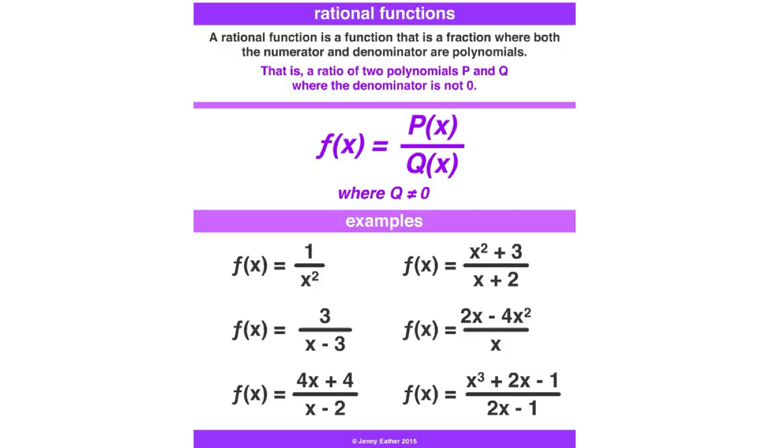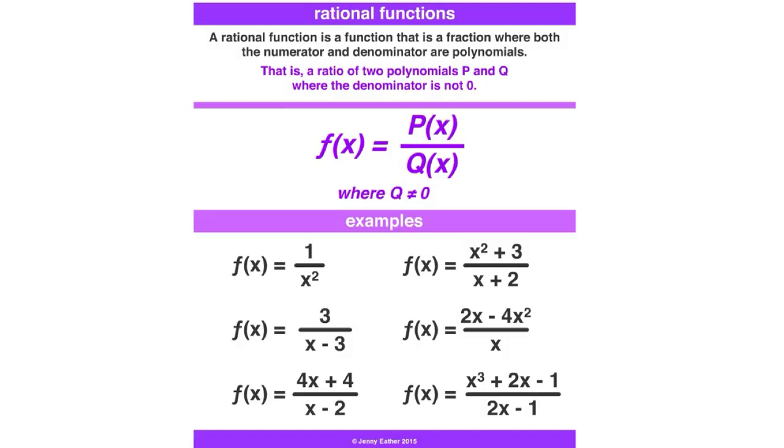All right, let's do a quick review of Algebra 2 and what a rational function is. So remember, rational, the root word is ratio, and that means it's going to be a fraction. So a rational function is going to look like a fraction. But it's not just any fraction.